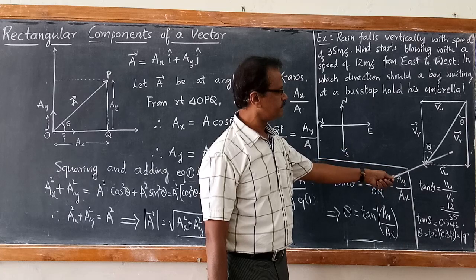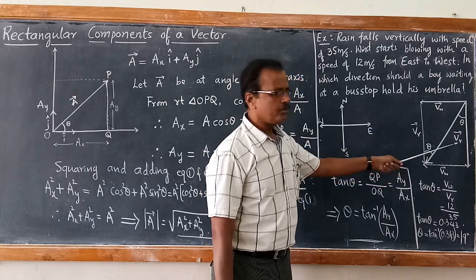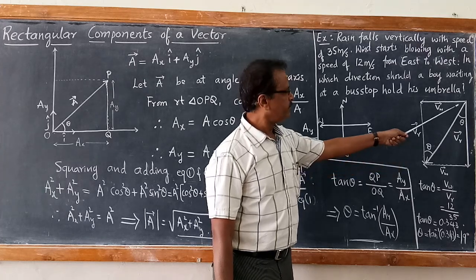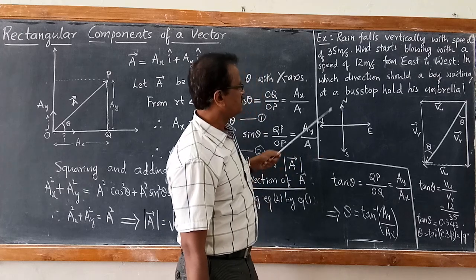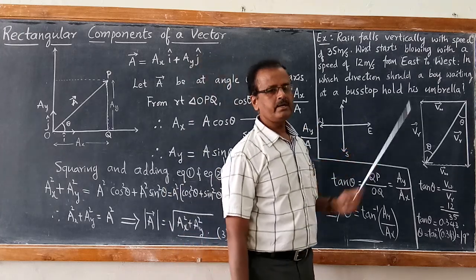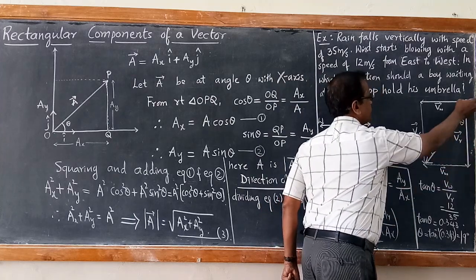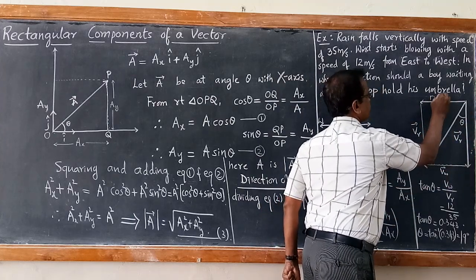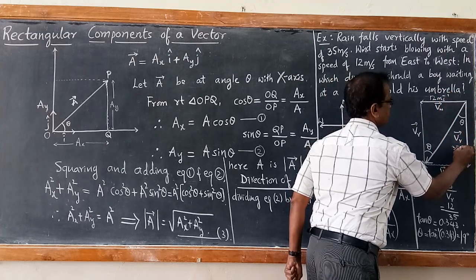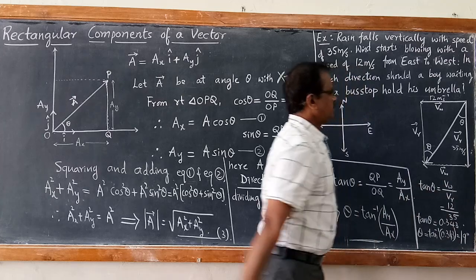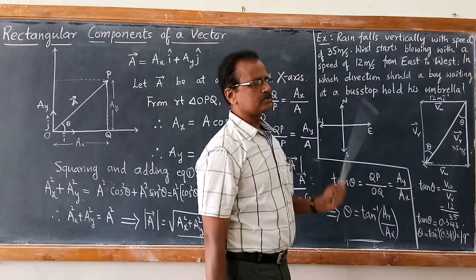Look at the vector diagram. The rain is falling vertically down. It is shown by VR vector, and the wind is going towards west with 12 meters per second. It is shown by VW vector. This is 12 meters per second, and this is 35 meters per second. Now, if a boy is standing, in which direction should he hold his umbrella with respect to the vertical line?